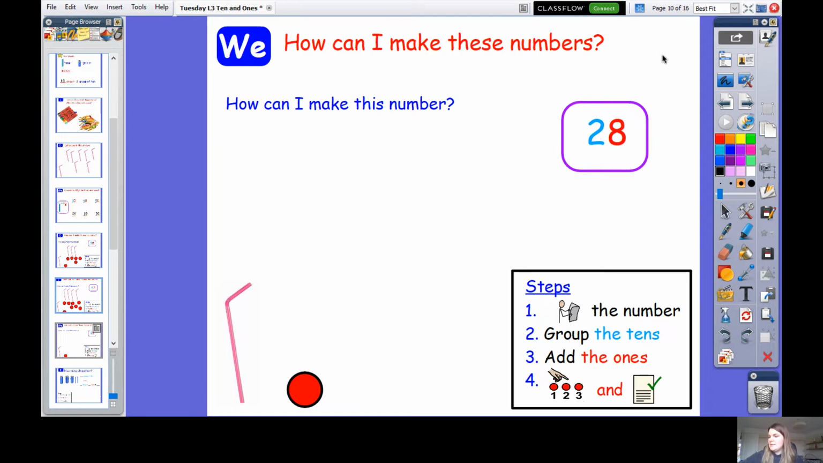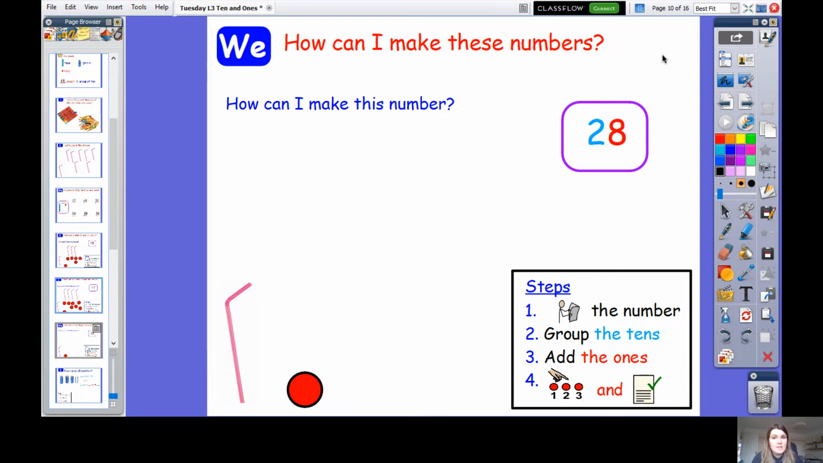Okay. Oh, I've skipped. So let's see if we can make this one together. The first thing we have to do is what? We need to read the number. What is my number? 28. My number is 28. Very good. What do I do now? I find my tens first. Very good. What would my tens be?